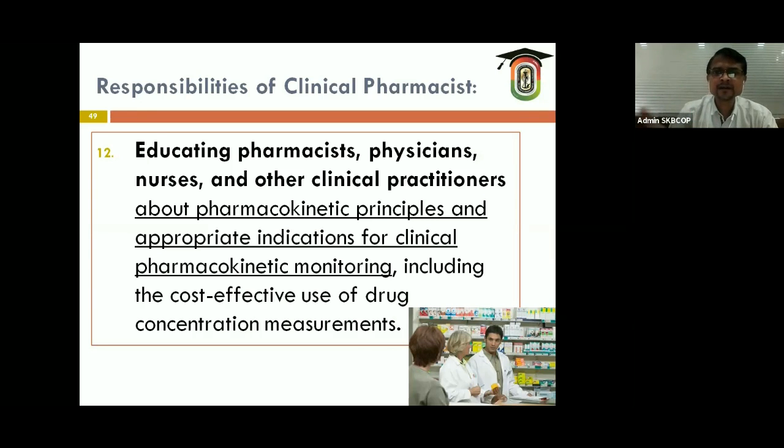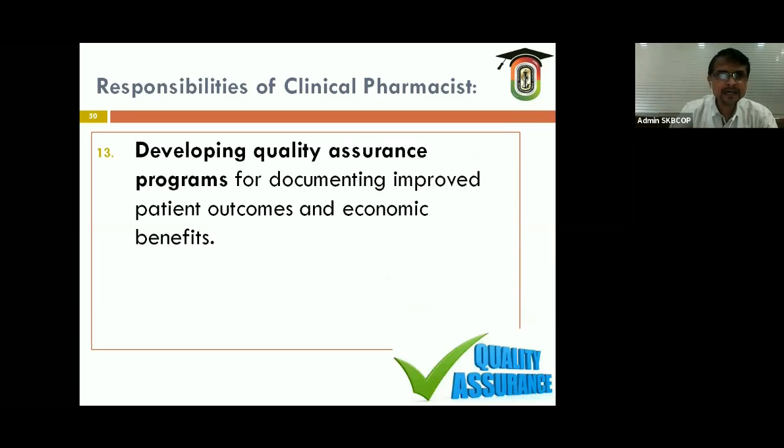We have always been talking that it should be cost effective. Every therapy that is being suggested by the physician or the pharmacist should be cost effective as far as the patient is concerned. Then next is developing a quality assurance program for documenting improved patient outcome and economic benefit.